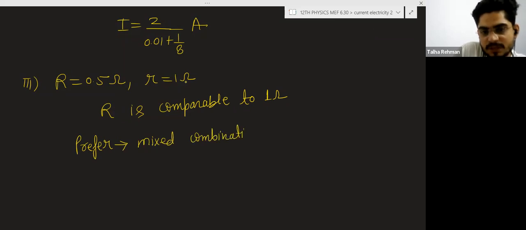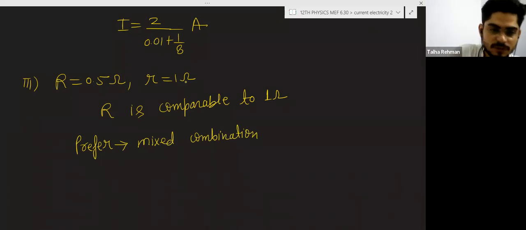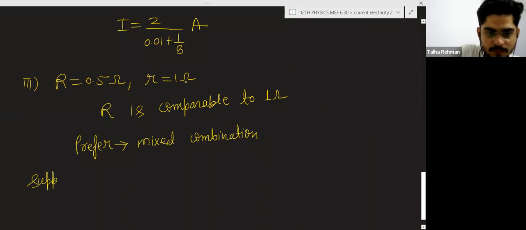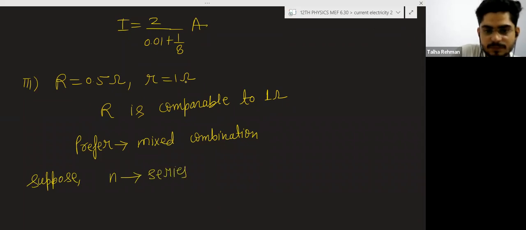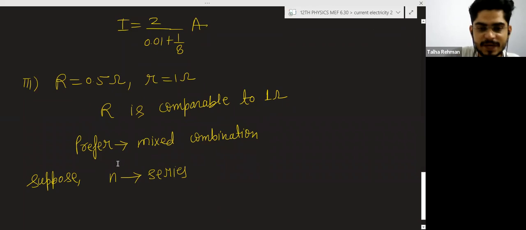Mixed combination means you have 8 cells. Some of the cells you will connect in series, some of the cells you will connect in parallel. So suppose you have connected n cells in series, in a row.